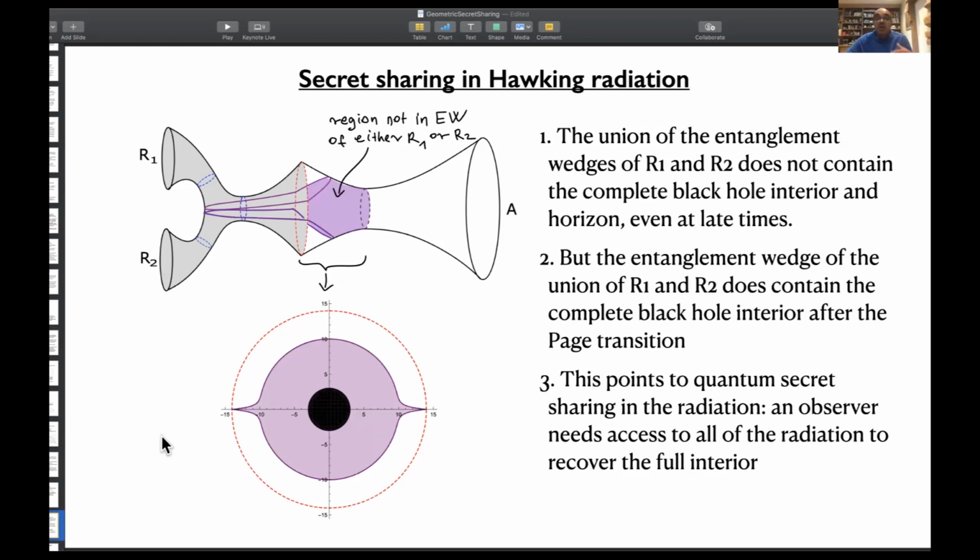Right? On the other hand, if you compute the entanglement wedge of the union of R1 and R2, in other words, you don't take the union of entanglement wedges, but you find the entanglement wedge of the union of regions, then you'll find that it in fact extends all the way to the black hole horizon. So in other words, this points to a quantum secret sharing scheme of the radiation. An observer really needs access to all of the radiation at the same time in order to recover the full interior.